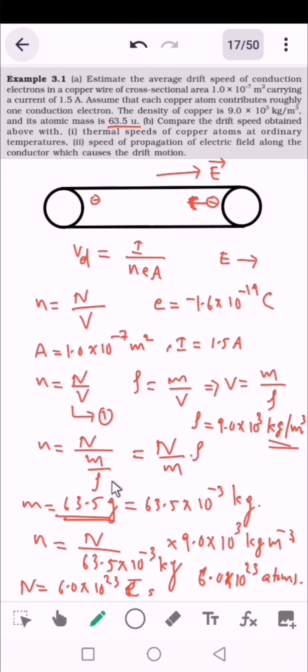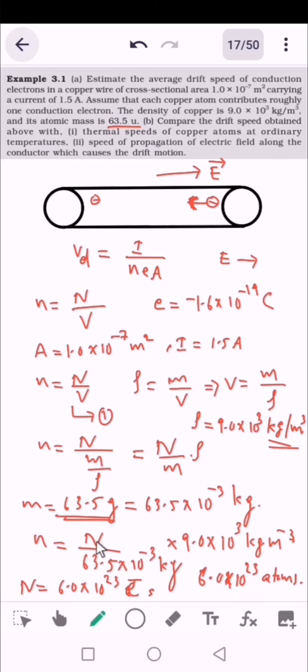Then we don't know the mass in SI unit. As we know, the mass of copper is 63.5 u, so you can express this in gram atomic mass as m equals 63.5 gram. Instead of gram, we can convert it into kilogram, so it is 63.5 into 10 raised to minus 3 kilogram. Now we can find the value of n. All these values are given except the value of capital N. So what is capital N? It is the number of charge carriers contained.